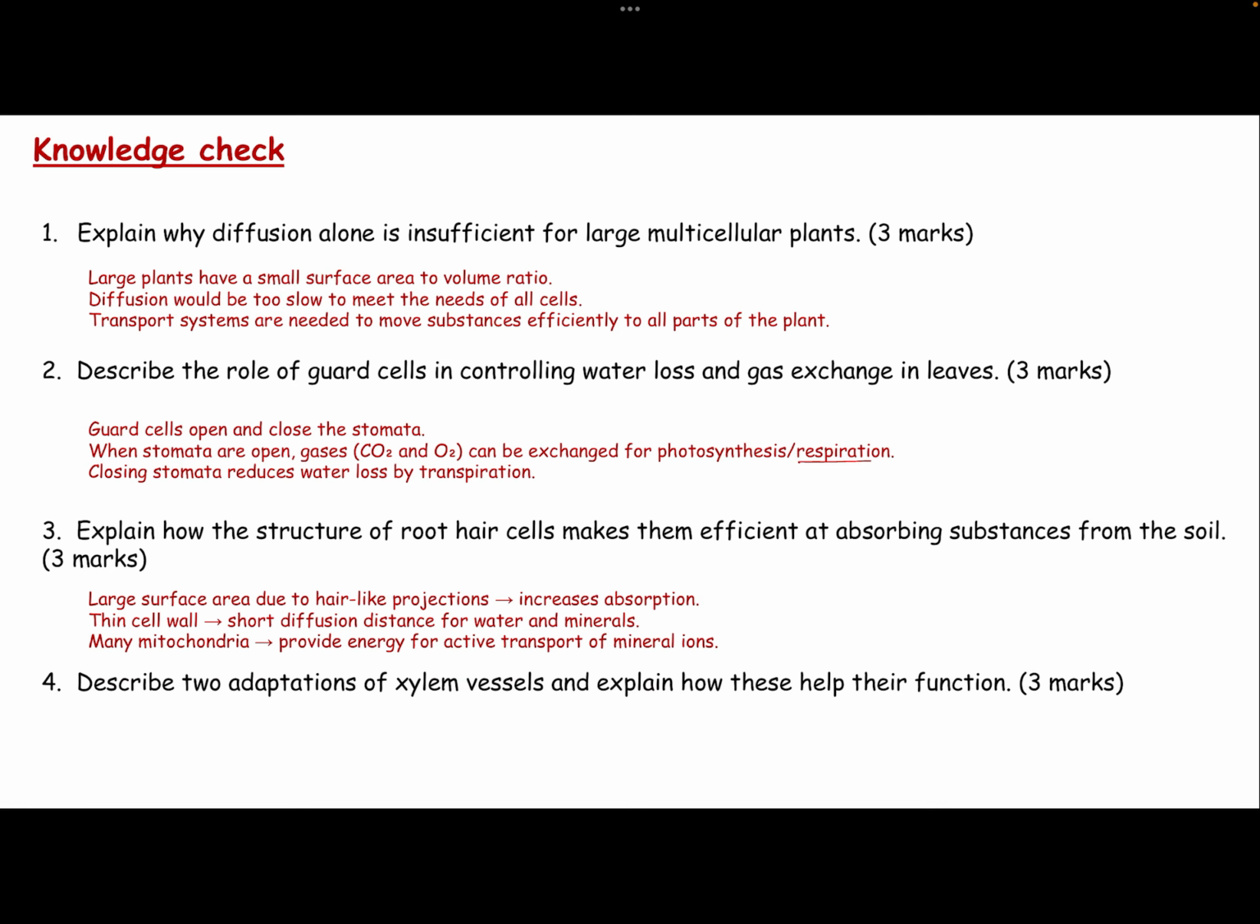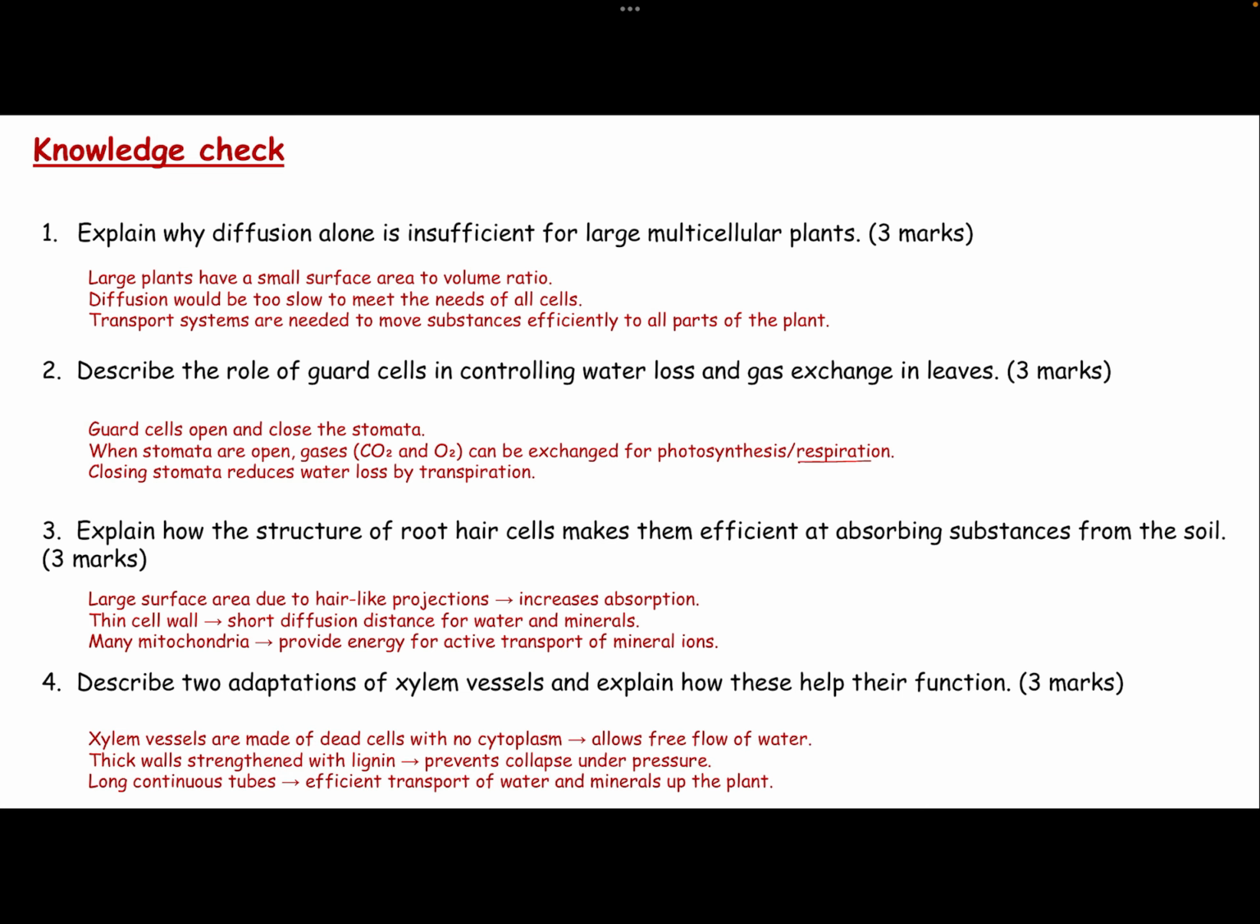And last, describe 2 adaptations of xylem vessels and explain how these help their function. So xylem vessels are made of dead cells, lignin, with no cytoplasm. This allows for free flow of water. They have thick walls thickened with lignin. This prevents collapse under pressure, especially when they contain a lot of water. They have long continuous tubes, which are efficient transport of water and minerals up the plant.